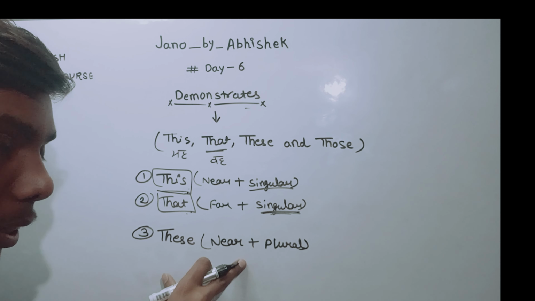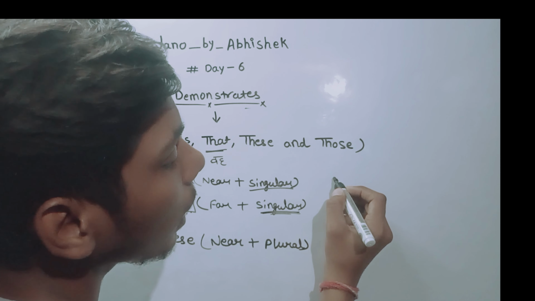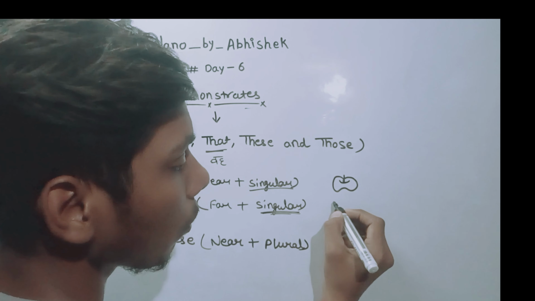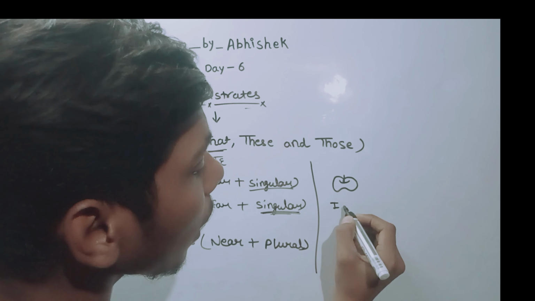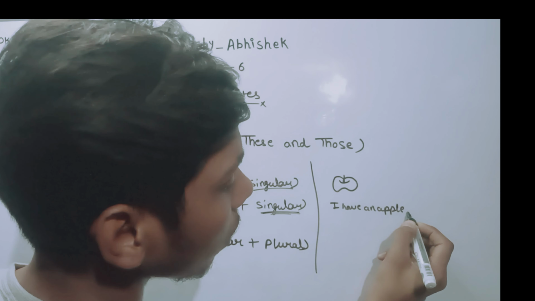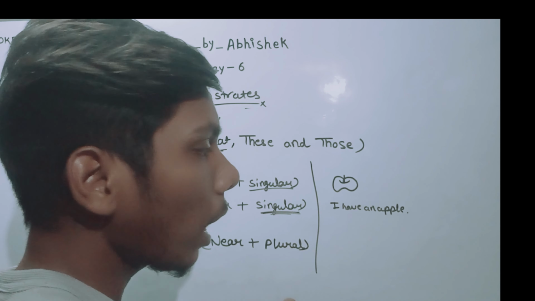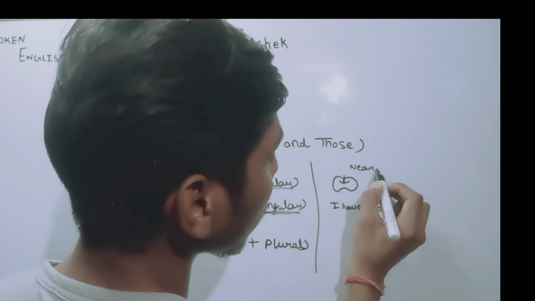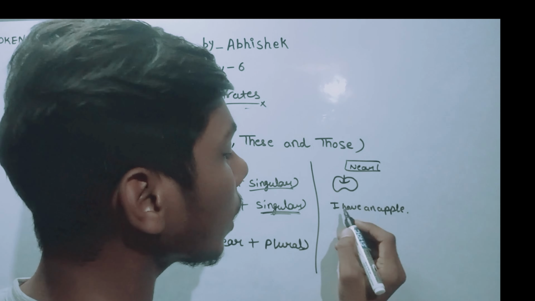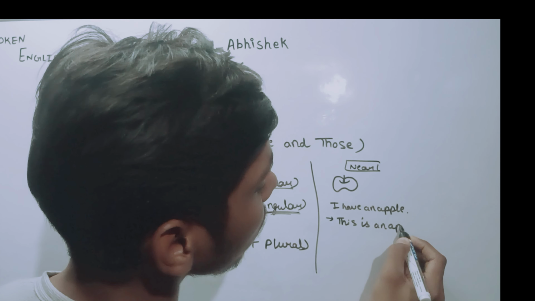Now let's see an example of this. Let's take an example of an apple. I have an apple. Here, what I'm saying is, it is near to me. Then in that case, to point it out I will say this is an apple.